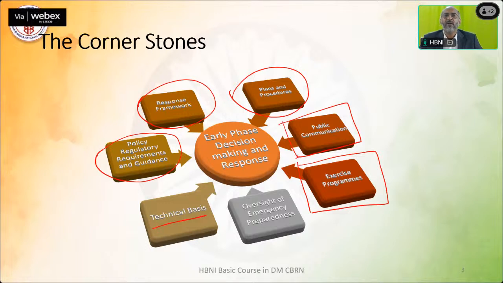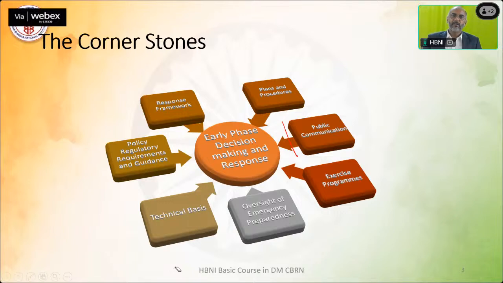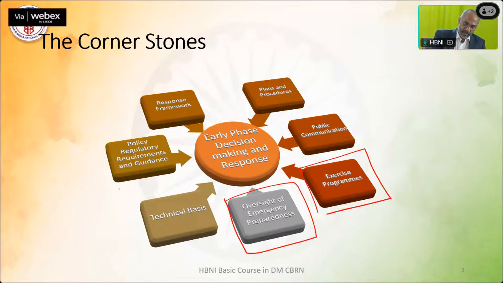on the capabilities of your system, on the readiness of your system. So it's an important cornerstone. And the oversight of emergency preparedness is also an important cornerstone. I'm going to discuss a couple of things: I will specifically discuss the oversight and the exercise program that are being put in place, and then of course the regulatory requirements and guidance. These are the three cornerstones that I'm going to discuss in the next probably 15-20 minutes.